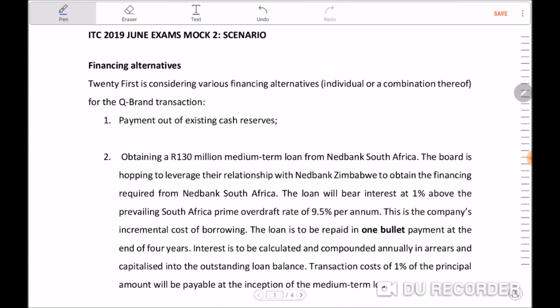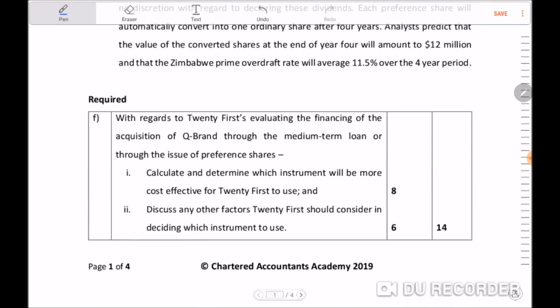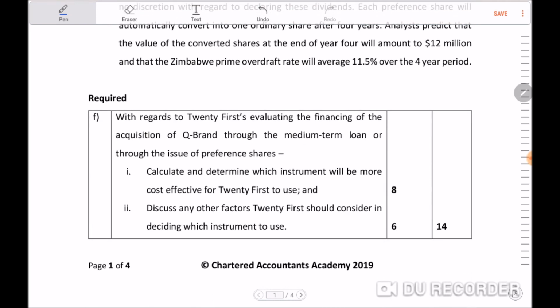I'm a lecturer in the Management, Accounting and Finance Department, and today I'm going to revise with you the ITC 2019 June exams, mock exam 2, specifically required F. So our required F read, with regards to 21st, which is the company that we are evaluating today, evaluate the financing of the acquisition of Q brand through the medium-term loan or through the issue of preference shares.